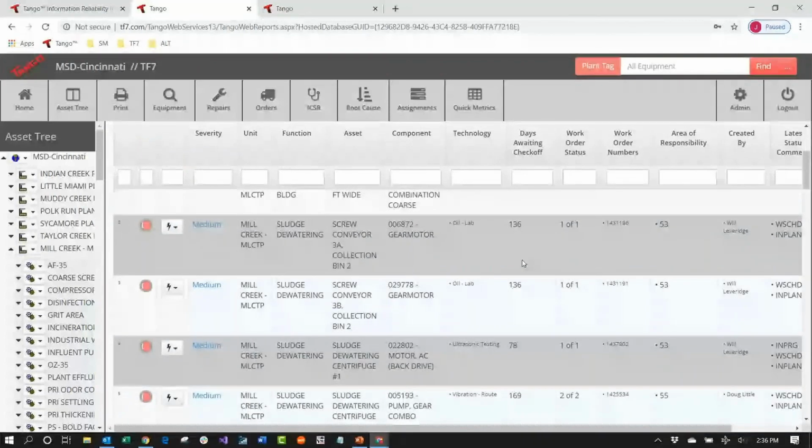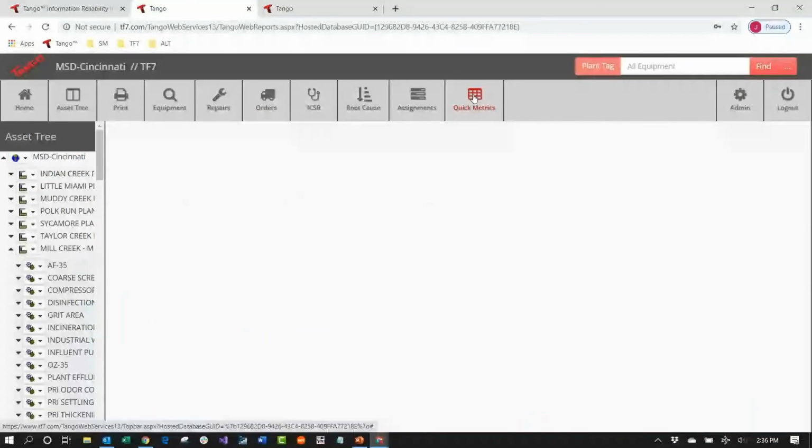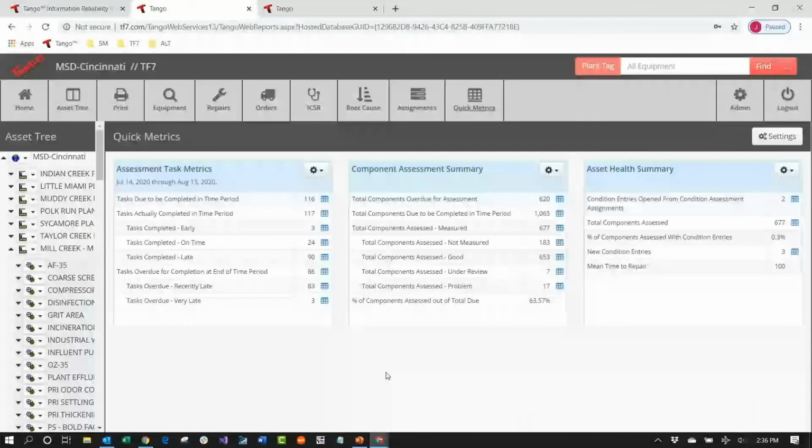But this ICSR and this days awaiting checkoff is a very powerful tool in helping understand in the short term how the work that's in front of me is being done and being handled by the whole team of reliability, maintenance, execution, and operations. Click the quick metrics button for a moment.